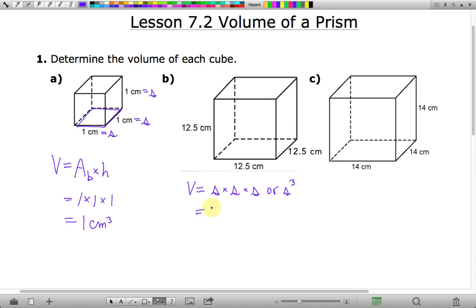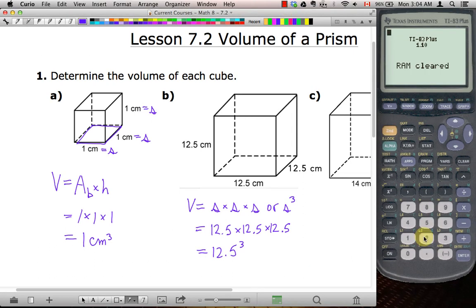So you can either do 12.5 times 12.5 times 12.5 on your calculator, or if you can find the cube button on the calculator, you can do 12.5 cubed or raised to the power of 3. And I'll show you that on my calculator in just a moment.